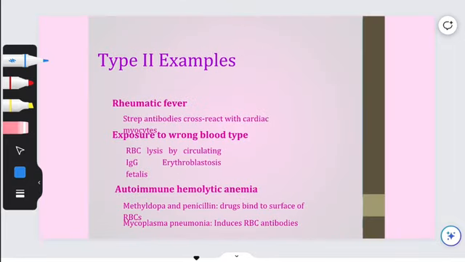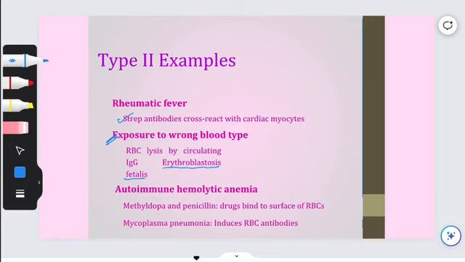and tissues. Rheumatic fever is the classic example of a type 2 hypersensitivity disorder. In rheumatic fever, strep antibodies cross-react with cardiac myocytes. This can lead to myocardial damage and damage to the heart walls. Another classic example is exposure to the wrong blood type. If you are exposed to the wrong blood type, you may have lysis of RBCs.